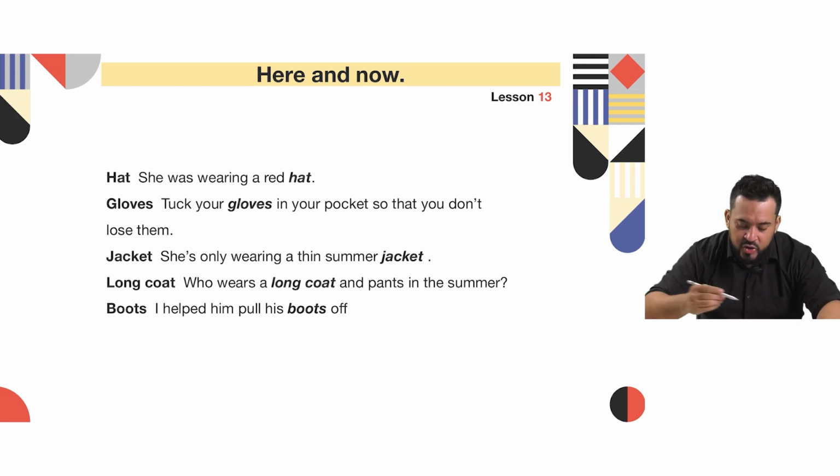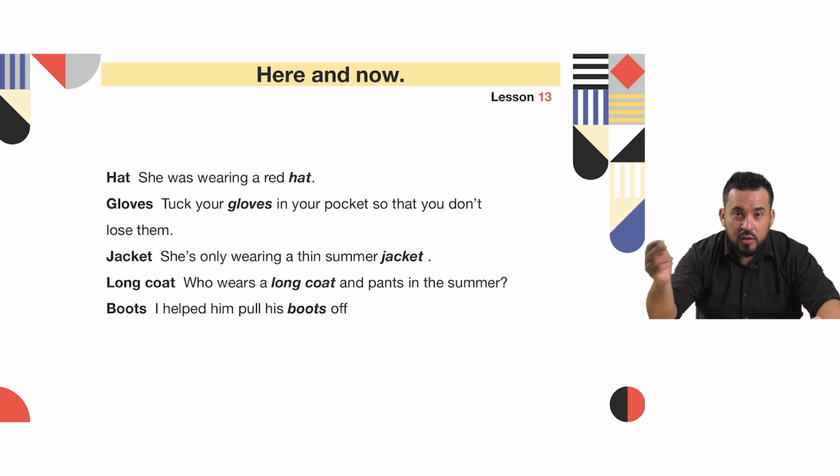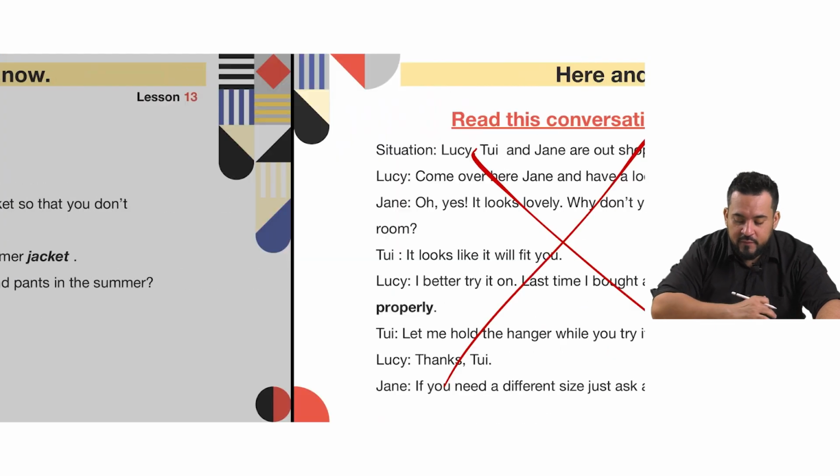Jacket. She's only wearing a thin summer jacket. Long coat. Who wears a long coat and pants in the summer? Boots. I helped him pull his boots off.